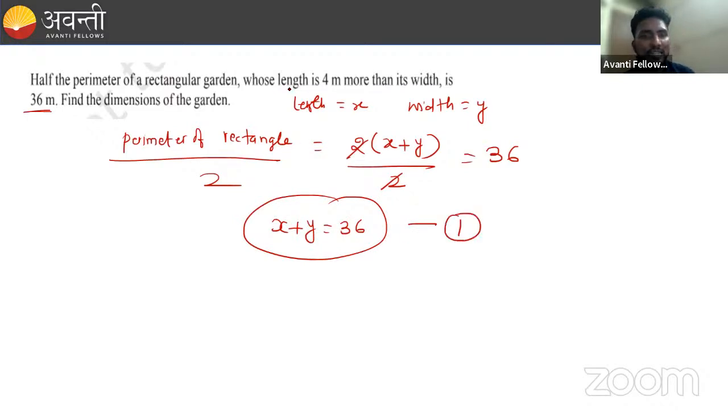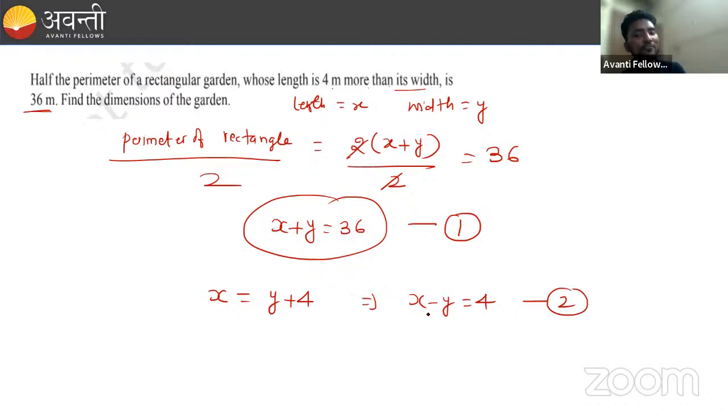The second one is: length is 4 meter more than its width. What is length? This is x. And what is width? It is y. So length is 4 meter more than the width, so now you can see it is x minus y is equal to 4. Now you have two equations: one is x plus y is equal to 36 and the other one is x minus y is equal to 4.